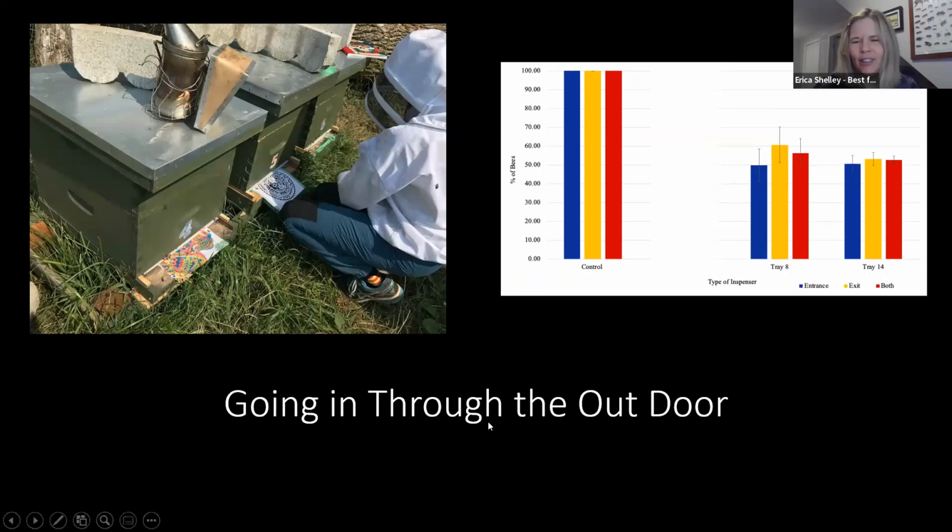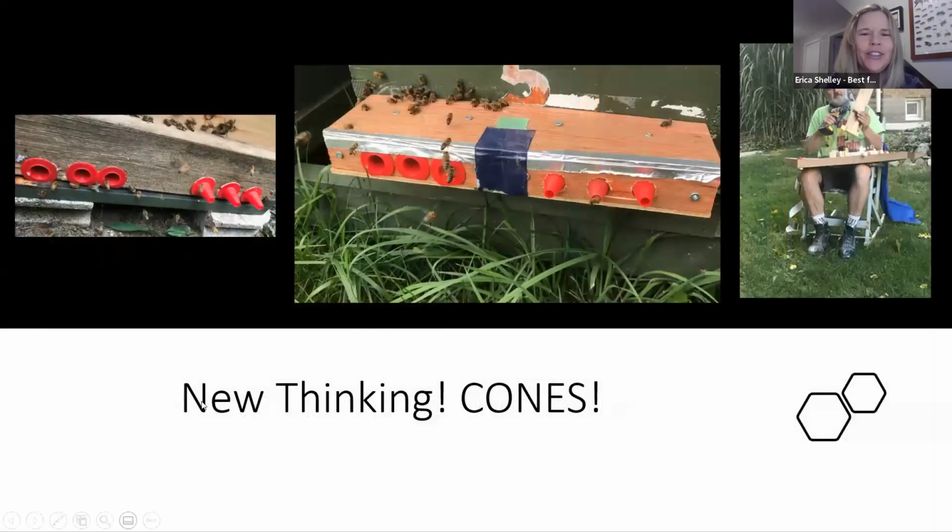So, you know, going in through the outdoor, if you know the Prince song, she went in through the outdoor, not great for our research here. So we thought we need to come up with something new, something different.